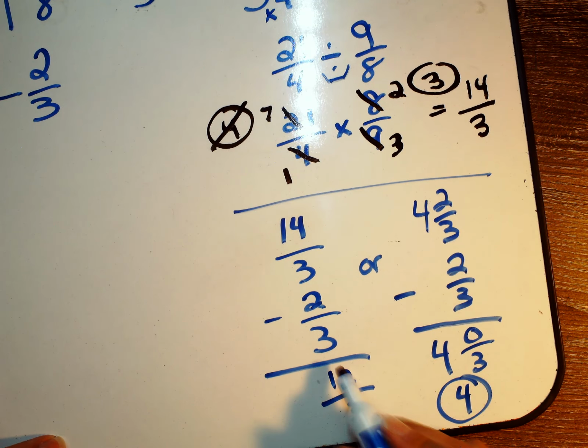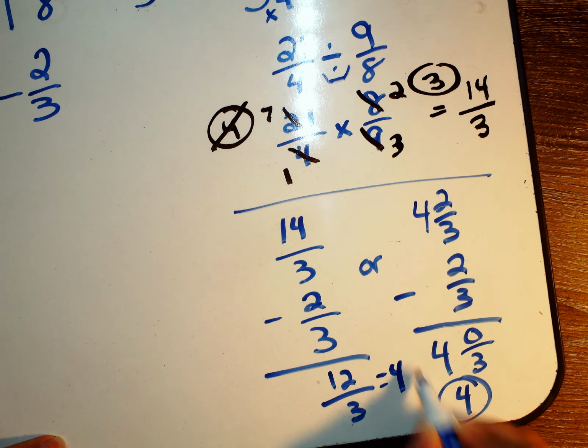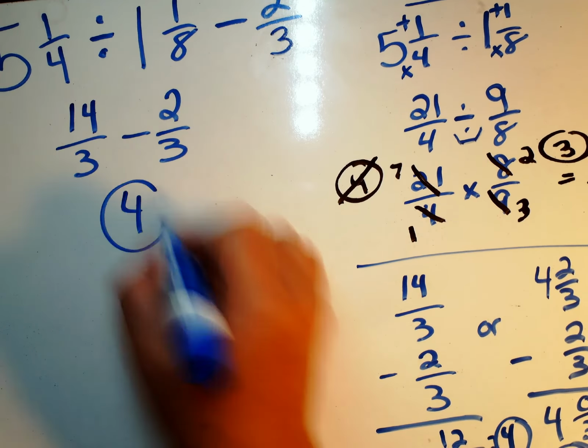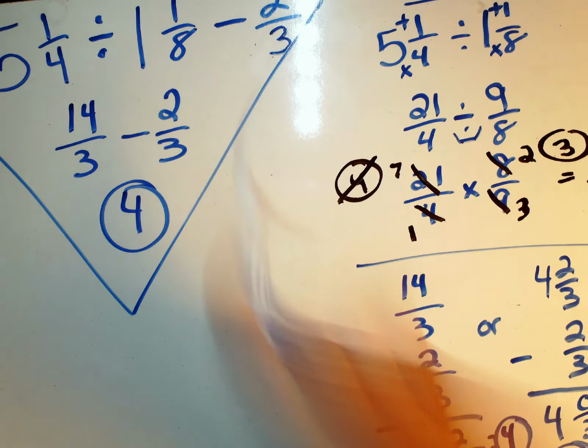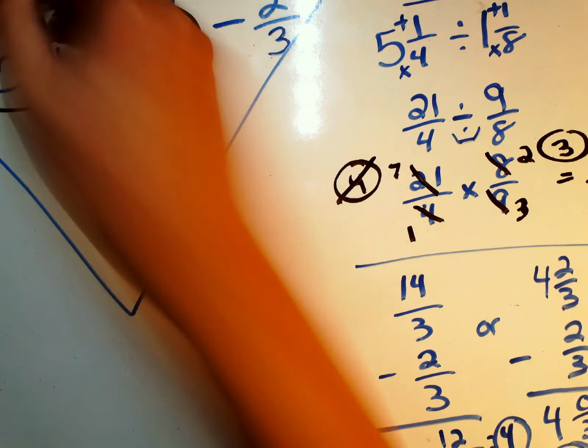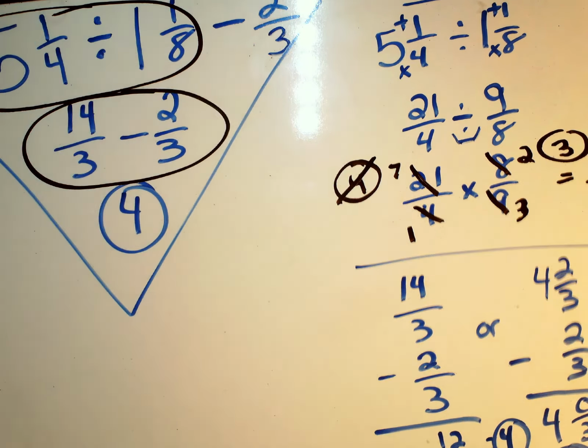Here we have to simplify. 12 divided by 3, or 3 goes into 12 4 times. So either way, you get the same answer. So 14/3 minus 2/3 is 4. And there's your pizza. Remember to highlight. So this is what you do first. And then, of course, this is what you do second.